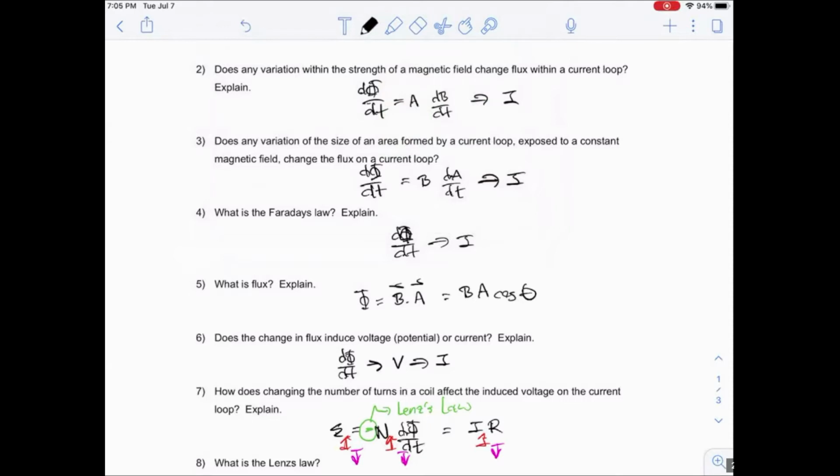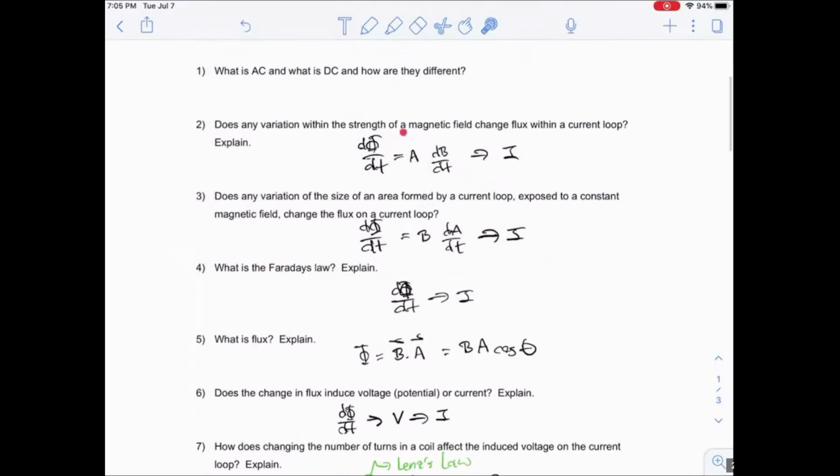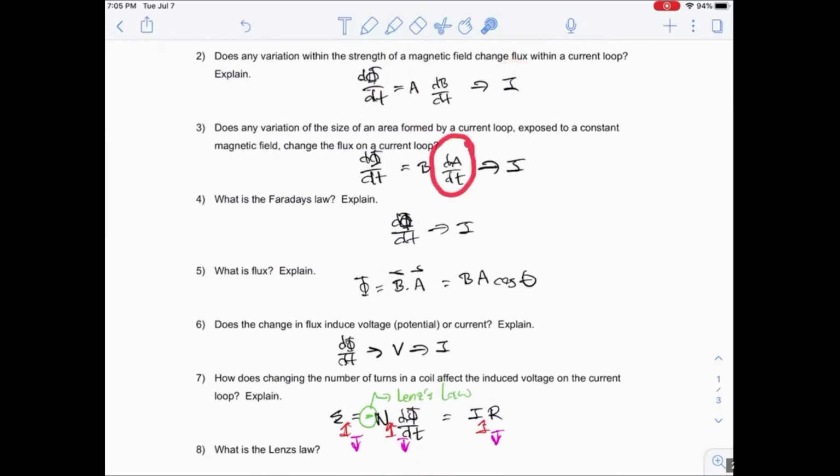All right, so what is Faraday's law? Change in flux induces current. Speaking of change in flux, you can vary the strength of the magnetic field inside the area, so that's going to induce current. Or you can spin the area inside a constant magnetic field. So that's going to change the area exposed to the magnetic field.